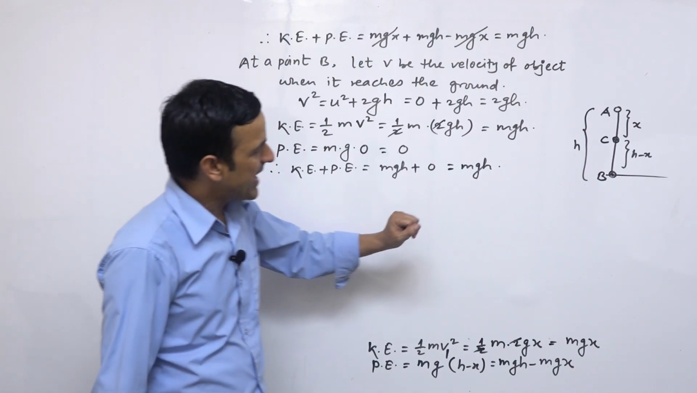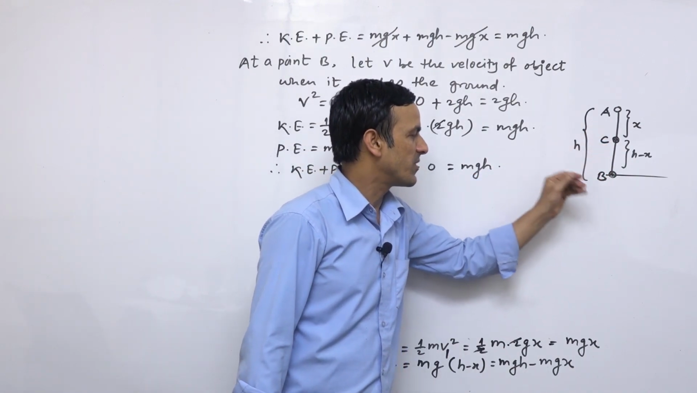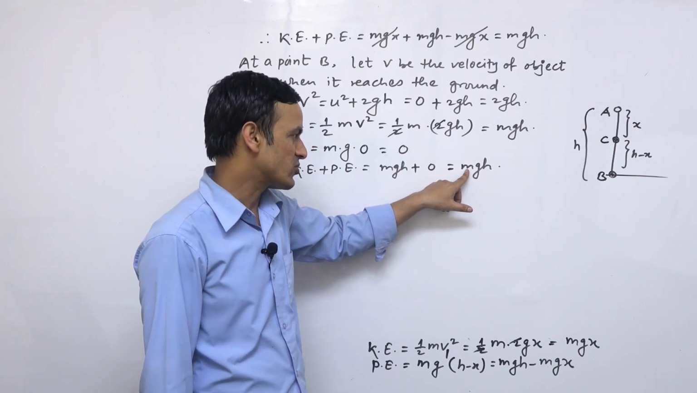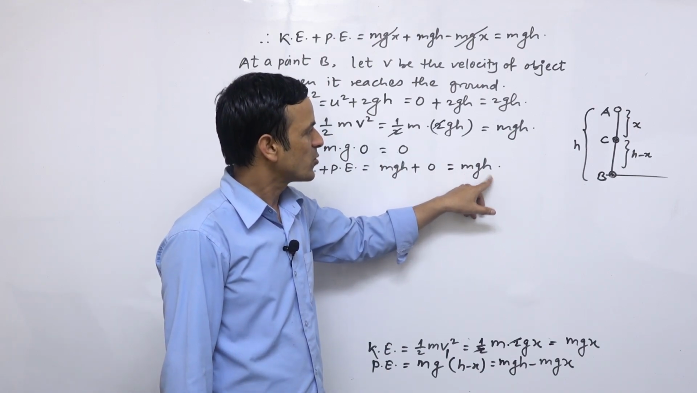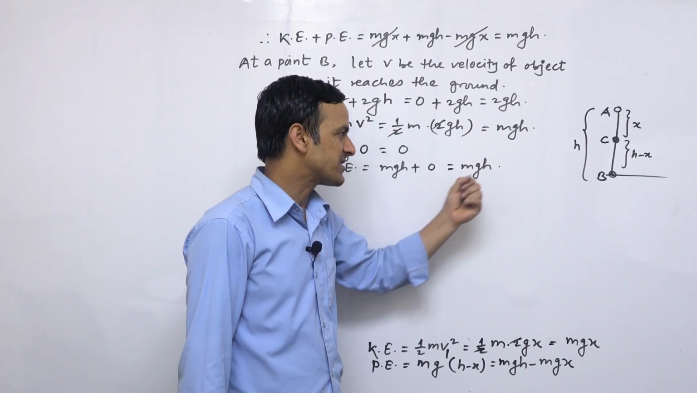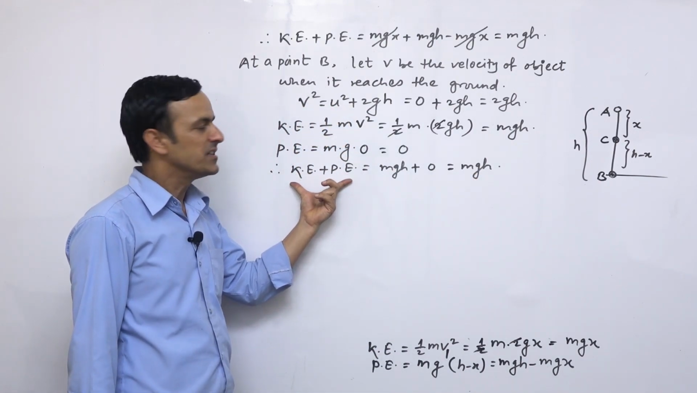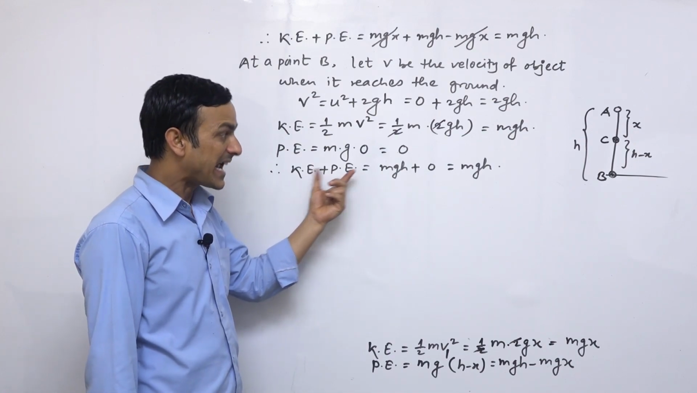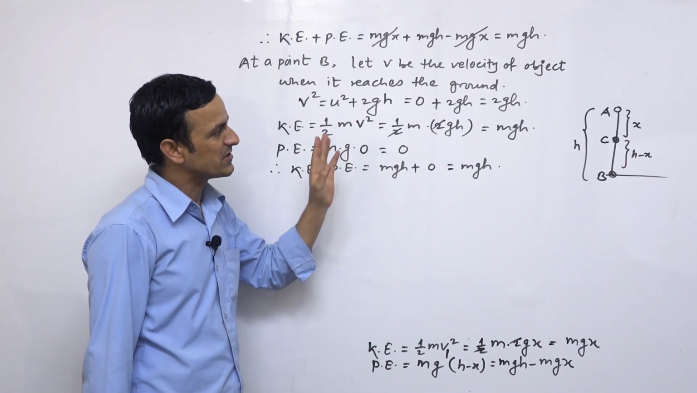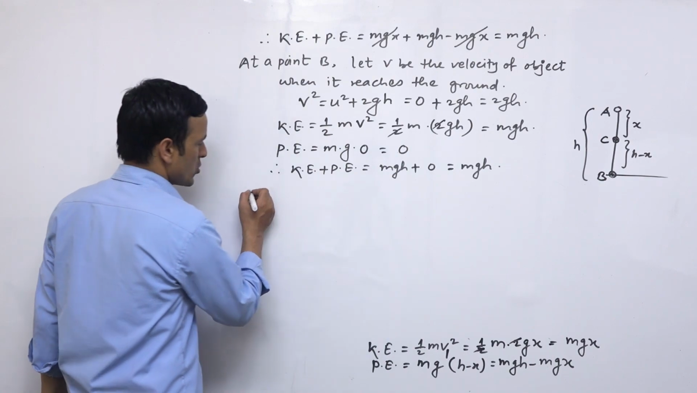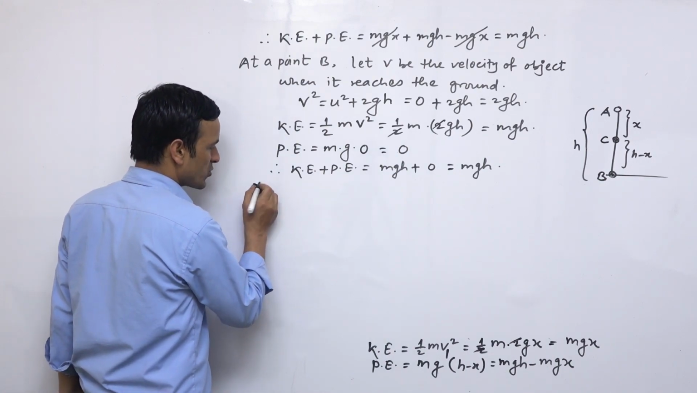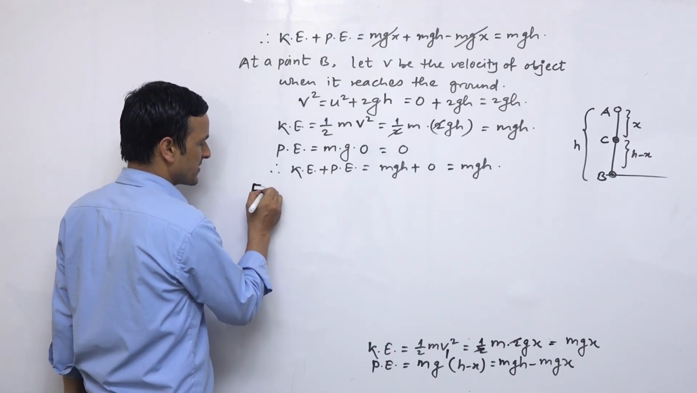Looking at all the results at point A, point C and point B, we have got the same result here: mgh. So we can see that all the results are same. That's why the sum of kinetic energy and potential energy remains the same. That is mgh throughout the motion at any instant. So write down the statement. So in this way we can verify the result.